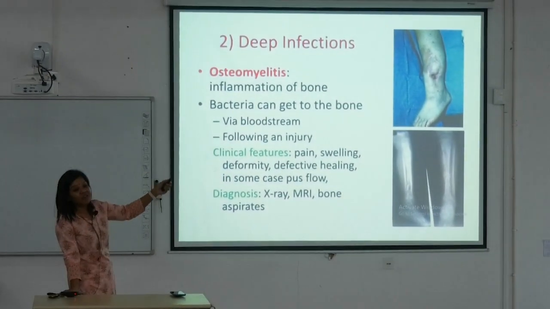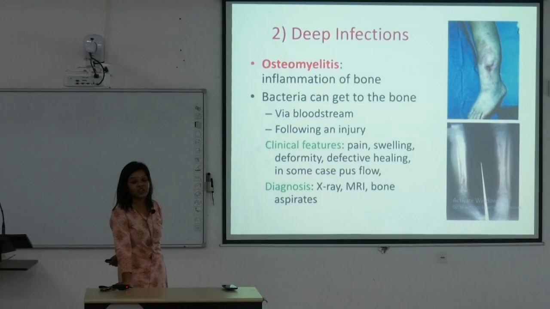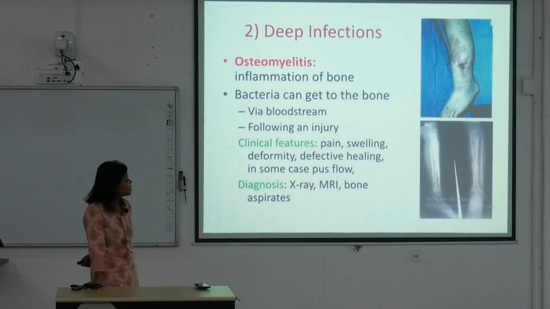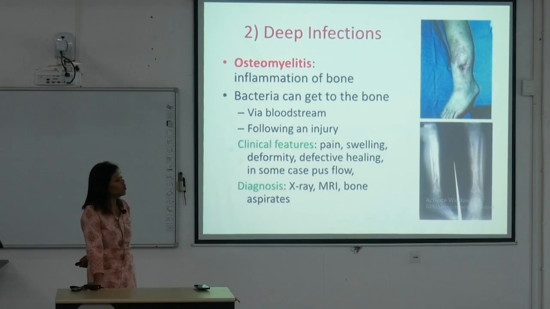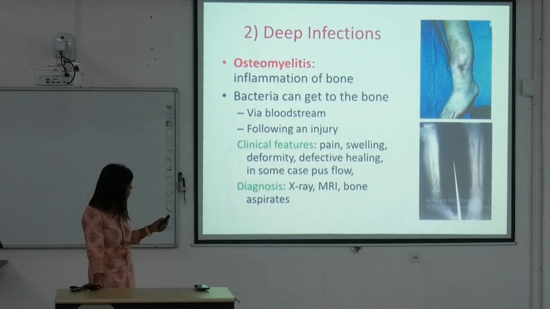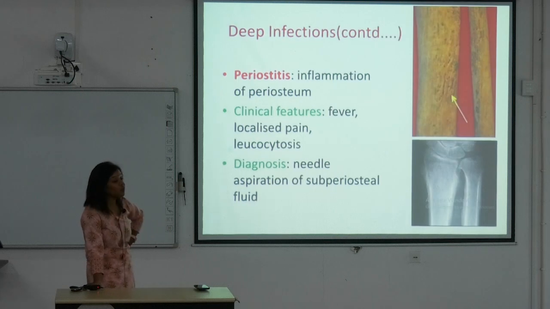So if it causes a deeper infection, if it goes into bone, it causes osteomyelitis. Okay? What does osteomyelitis mean? Pain, swelling. It mainly happens in the knee and long bones. Okay? What else? Periostitis means, what is periosteum?